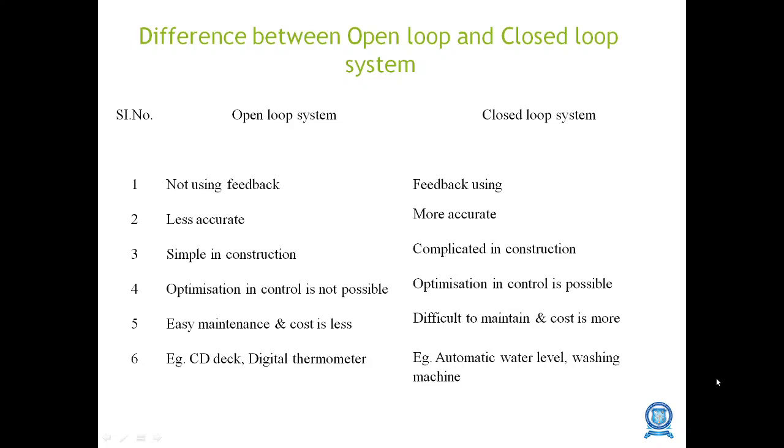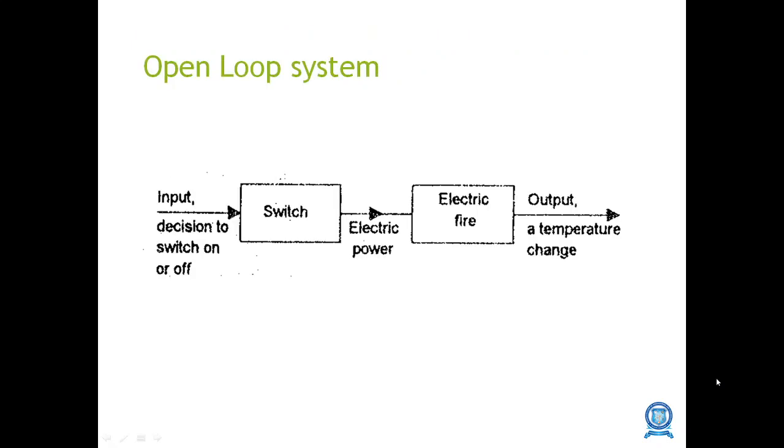An example of an open loop system is a CD deck or digital thermometer. Automatic water level control and washing machine are some examples of closed loop systems. In an open loop system, there will be an input, the decision to switch on or off. There will be a switch and electric power, the electric fire is given, and the output is the temperature change. So there is no feedback in an open loop system.